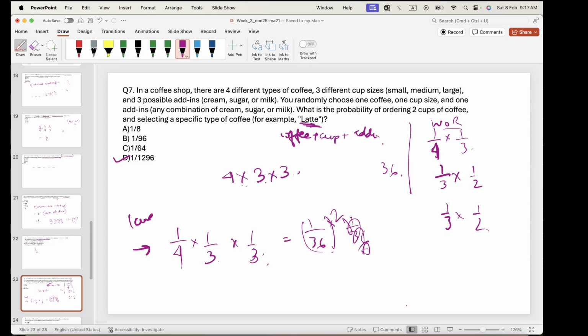So it is taking 2 cups of coffee. First is 1/4, and then we'll have 1/3. That is without replacement. For the second cup also the same thing, 1/3 and 1/2, and then 1/3 and 1/2 for the second cup also. 1/12, 1/6, 1/6, 36.